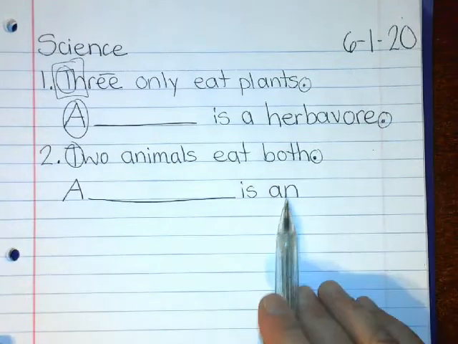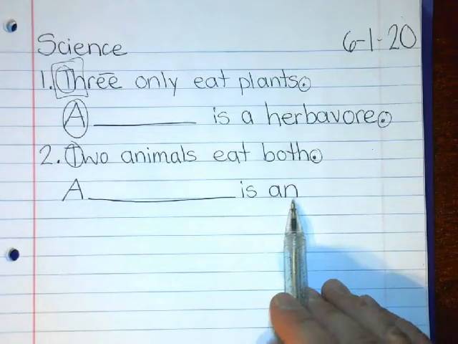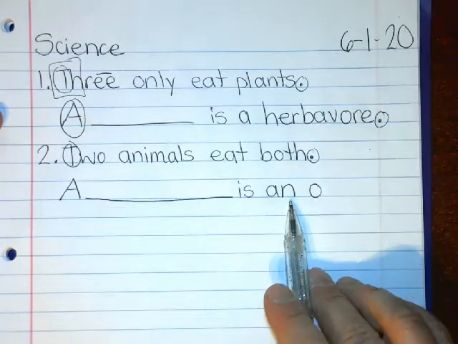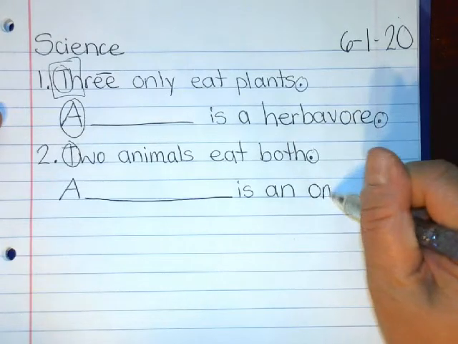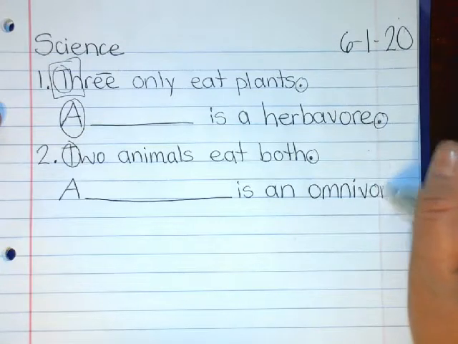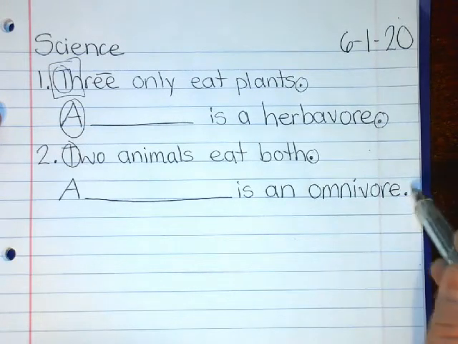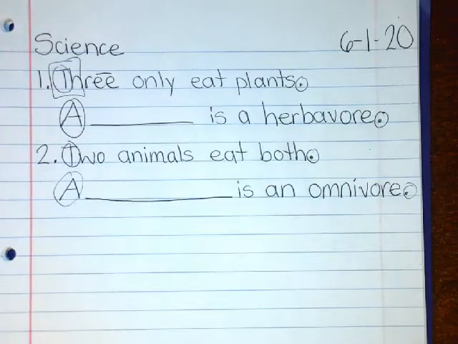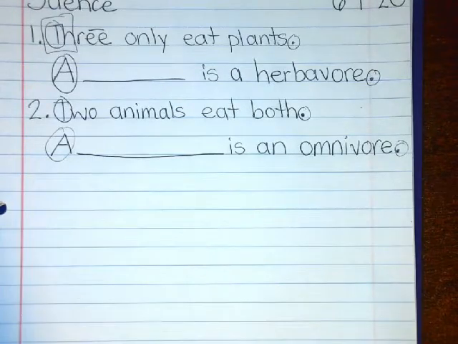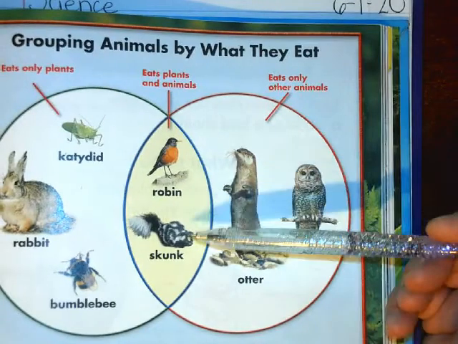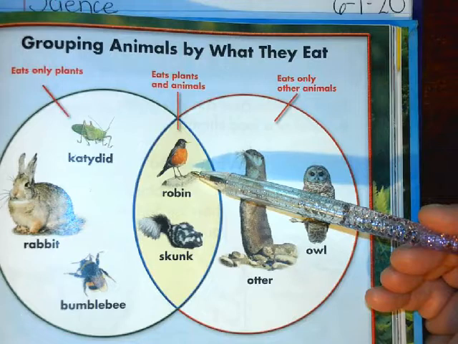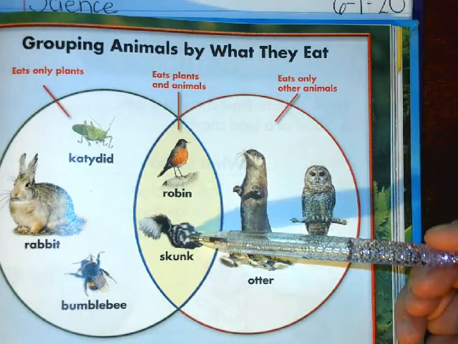Remember when we talked about using an in front of words that begin with a vowel? So omnivore starts with an O, so I have to use the word an. An omnivore. Circle your period and the capital letter. Okay, to find an animal that is an omnivore, look at the Venn diagram in the book. One of these 2 animals in the middle is an omnivore because they eat both plants and animals. So you could write a robin is an omnivore or a skunk is an omnivore.